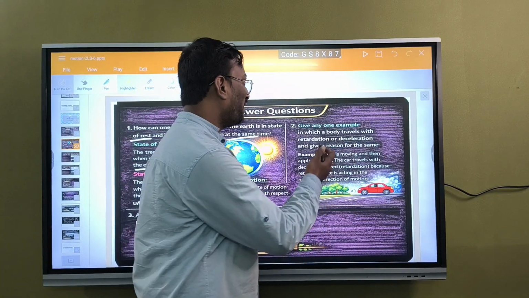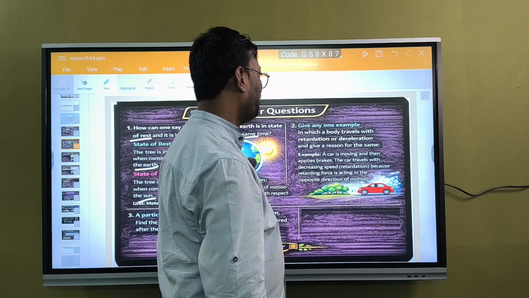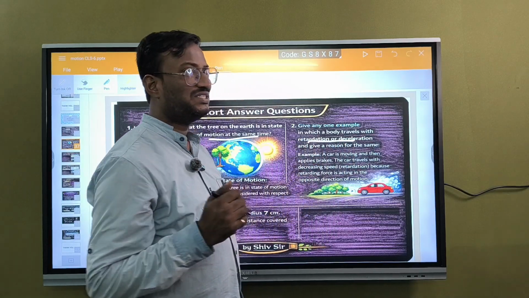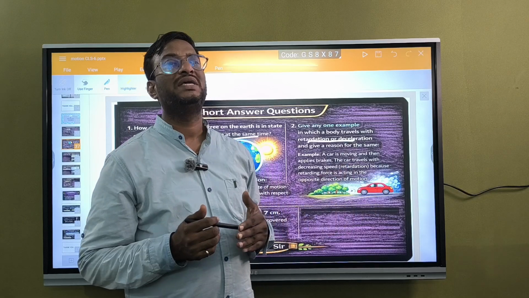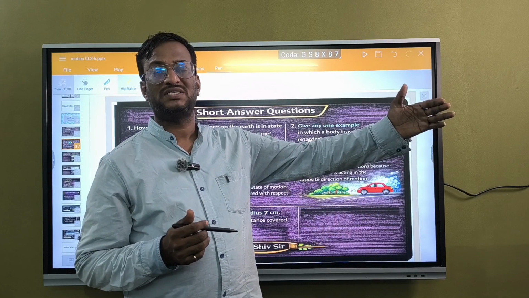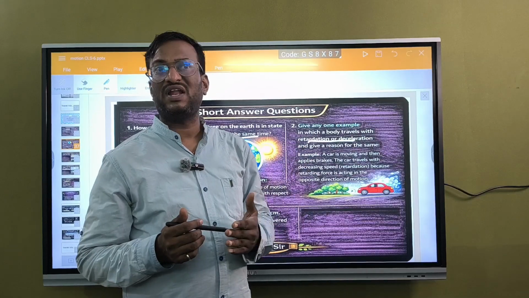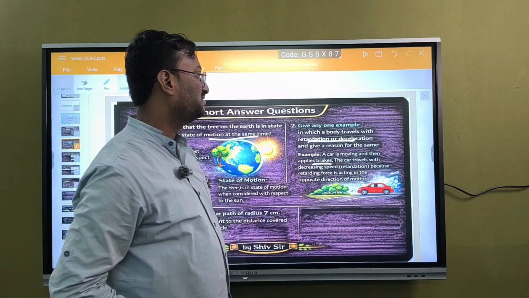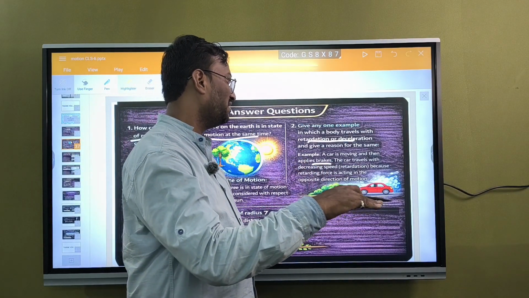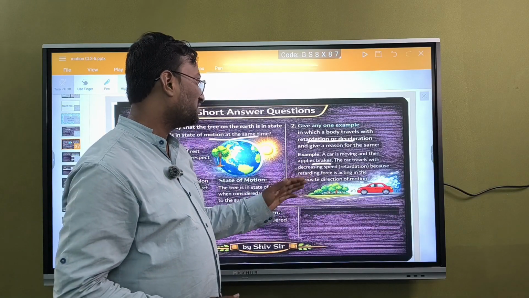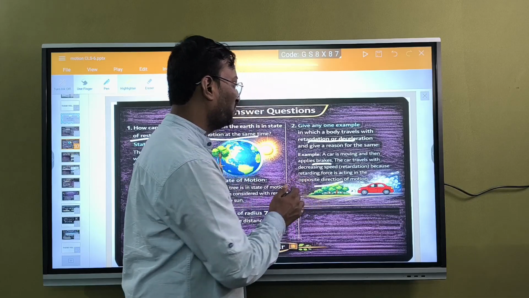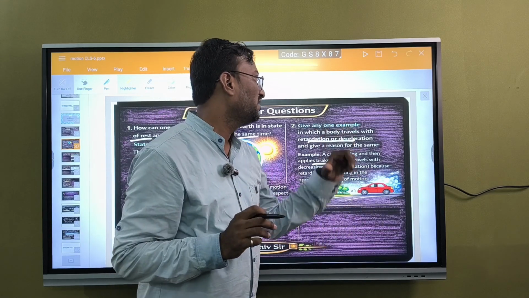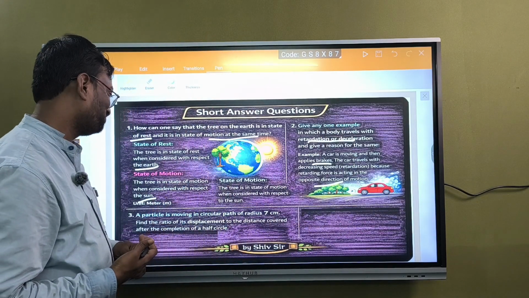Next one, give any one example in which a body travels with retardation or deceleration. I mean, what is deceleration? Decreasing of velocity we call it as deceleration. Increasing of velocity we call it as acceleration. A car is moving and then applies brakes. The car travels with a decreasing speed. Finally, the body comes to rest, because a retarding force is acting opposite to the direction of motion. So the fast moving body, if it slows down, that is called retardation or deceleration.